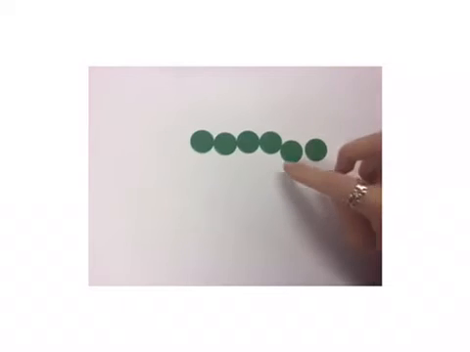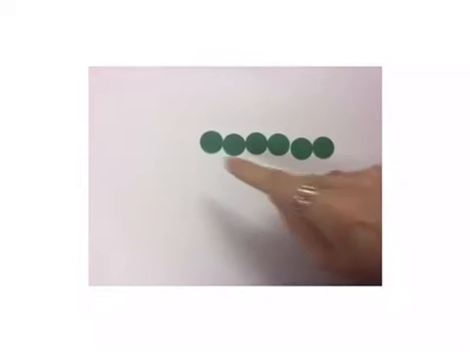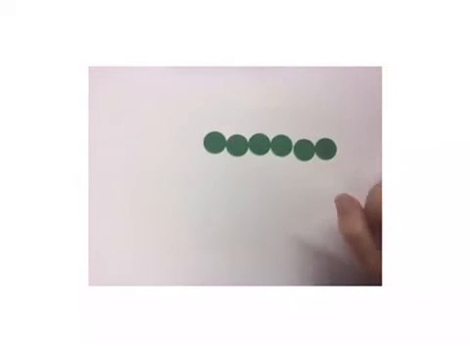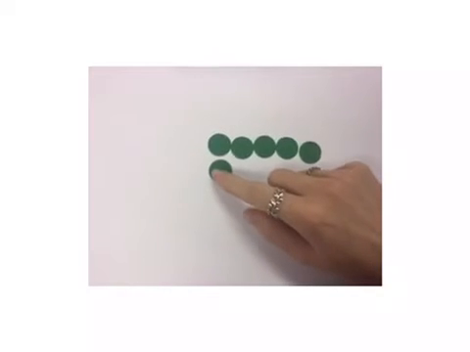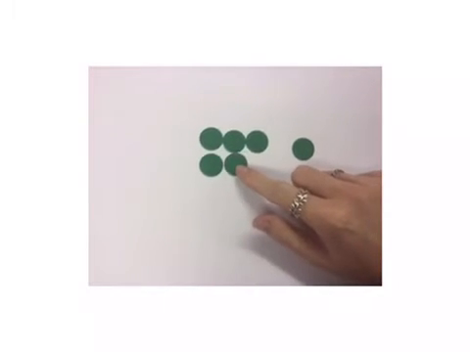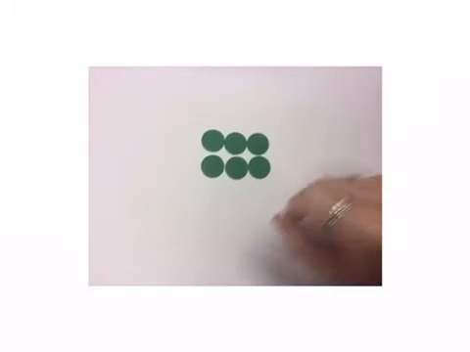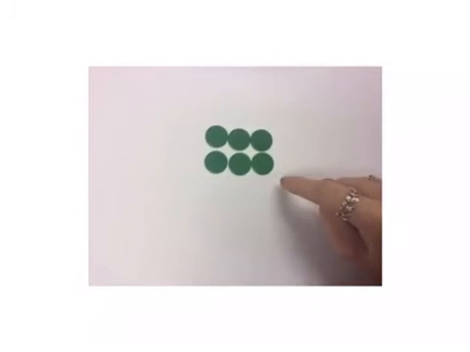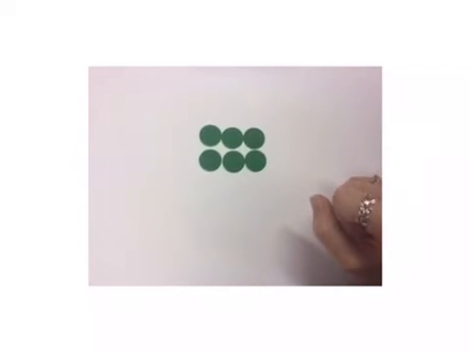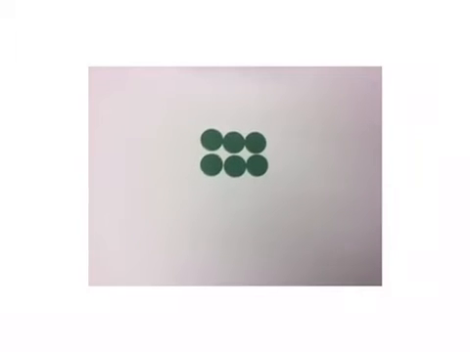Now I'm going to try with 6 counters. So I can do it this way, which is 1 times 6, which is 6. Try and do it another way now. So here I can do 2 times 3, which is 6. So 6 is a composite number because I can do 1 times 6, which is 6, and 2 times 3, which is 6. So it has more than 2 factors.